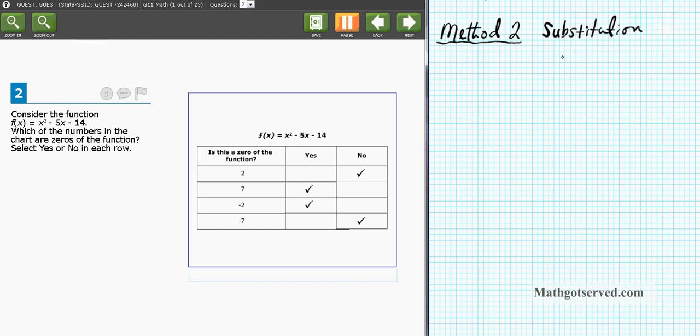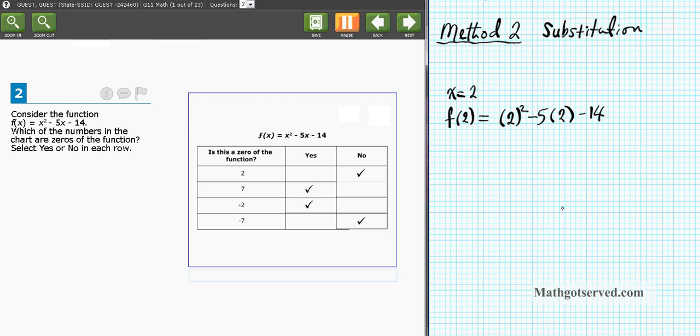So for the substitution method, all you do is you plug in all these 4 candidates and see which one yields an output of 0. All right, whichever one yields an output of 0, that's going to be considered a 0 of the function. All right, so we're going to start with x equals 2. So for x equals 2, we're going to compute f of 2, which is equal to positive 2 squared minus 5 times 2 minus 14.